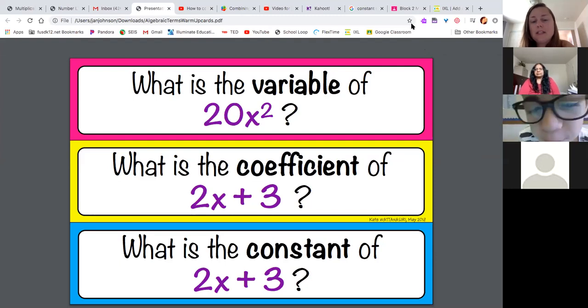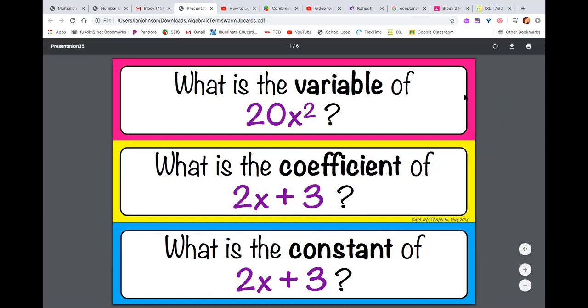Well, right now I need to get to the warm-up, okay? So I have the chat box open. Okay, so you can type your answers in the chat box, or if you want to type it only to me, you can type it only to me. But there's some questions here. We're going to answer them in the chat box, or you can answer them out loud. But the pink one says, what is the variable of 20x squared? So what would the variable be?